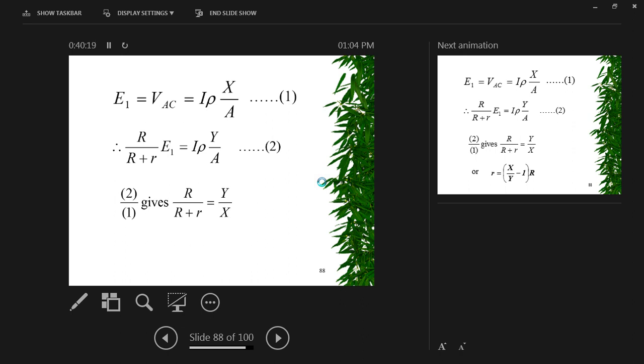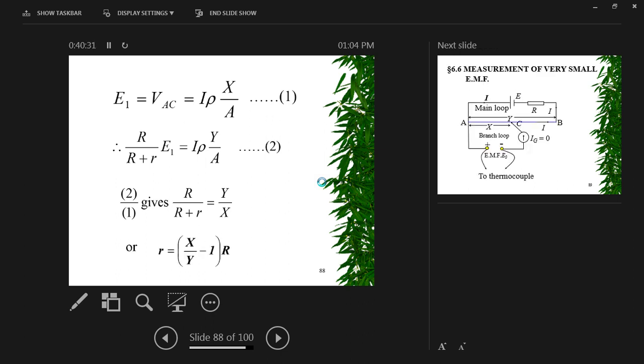Because it's no longer E1, it has a new balance length Y. Okay? So that's why these two equations look different. This is for the first case, this is for the second case where I have an additional branch loop. So once I divide one by the other, I can pull out the resistor R, that's the extra resistor I connected in parallel to the battery. So if I said earlier on, if I know this resistance, I can find the internal resistance, right? Am I right?